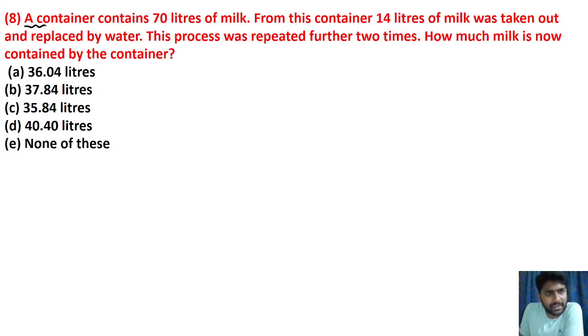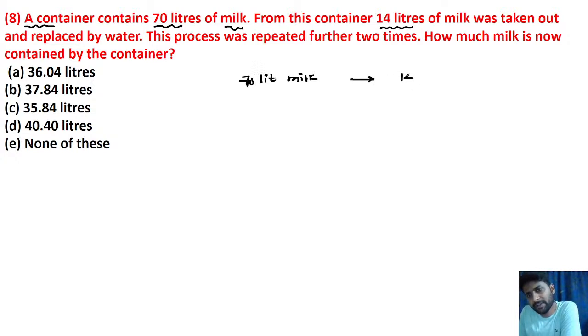So the next question. A container contains 70 liters of milk. From this container, 14 liters of milk was taken out and replaced by water. And this process was repeated further 2 times. Now, how much milk is now contained by the container? See, initially there are 70 liters of milk.